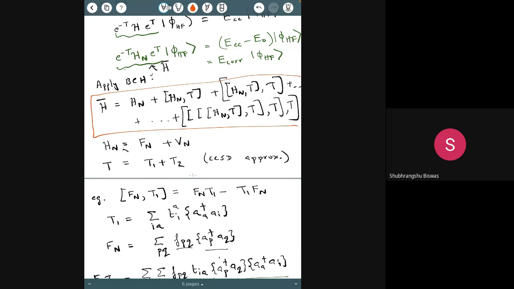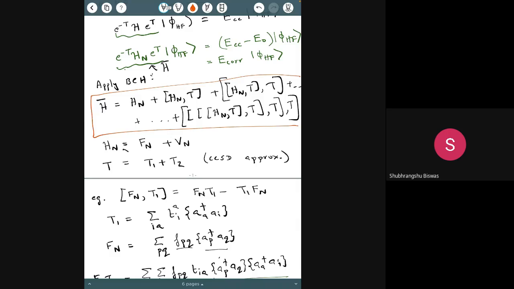The two things that you need to do is find the expectation value of h bar with respect to phi Hartree-Fock. That is your energy expression. And you need to find a set of coupled nonlinear equations which will tell you what the values of the cluster amplitudes are.